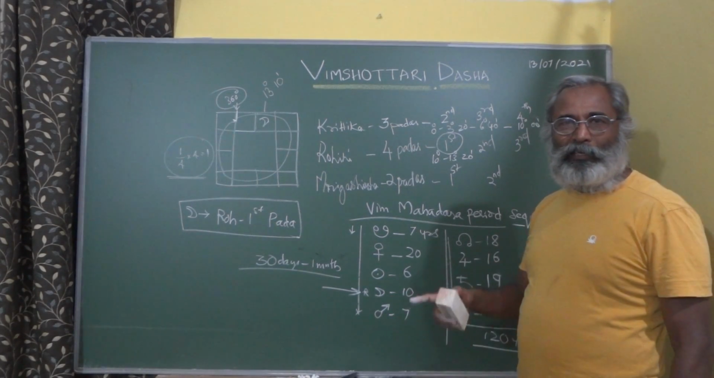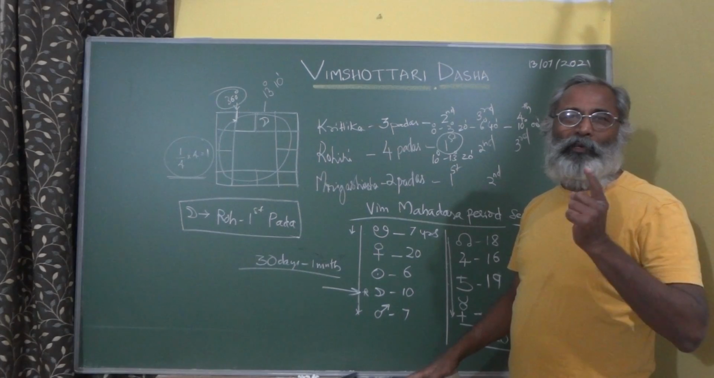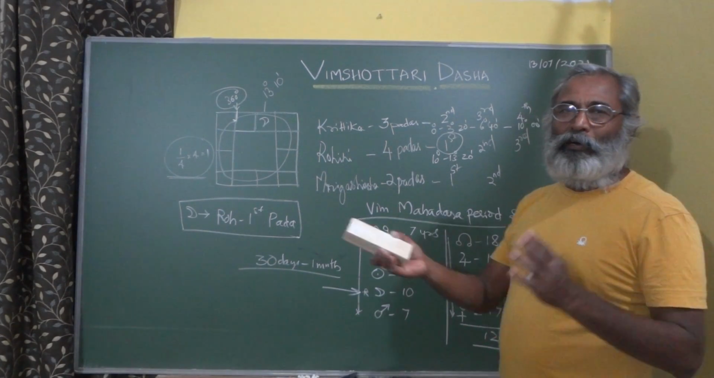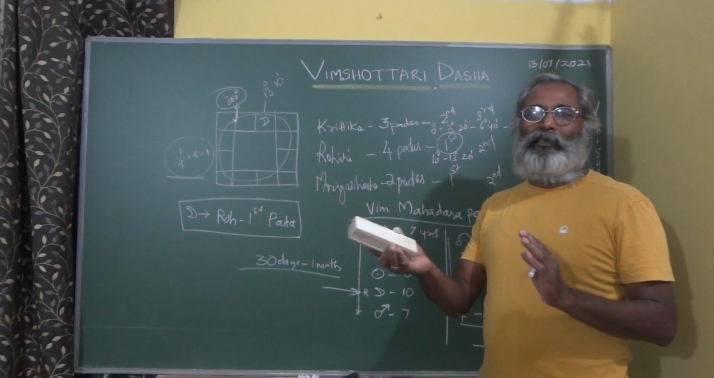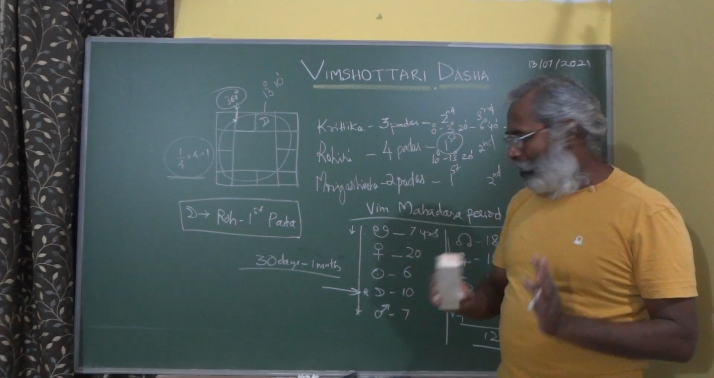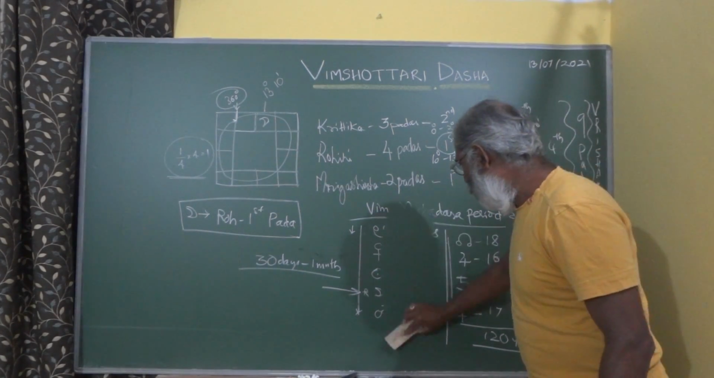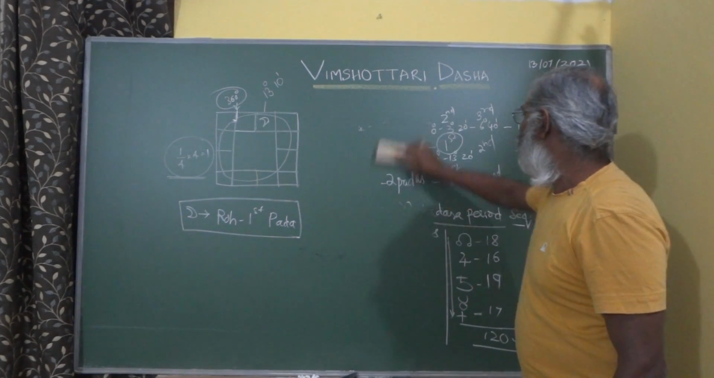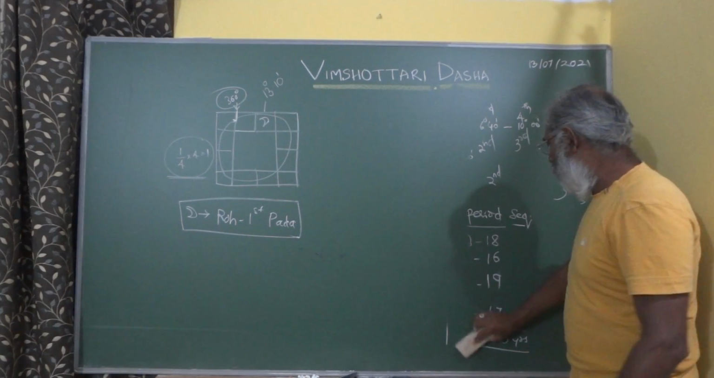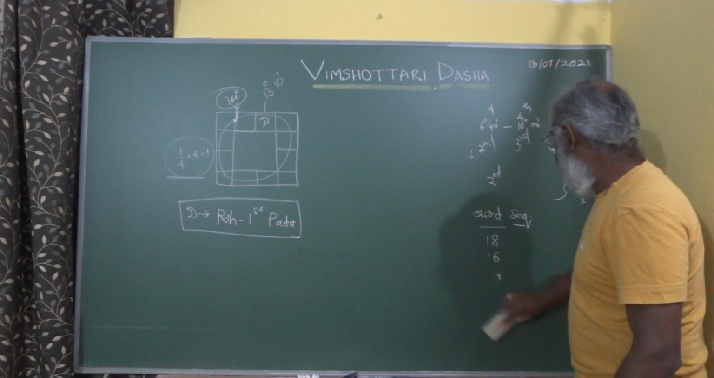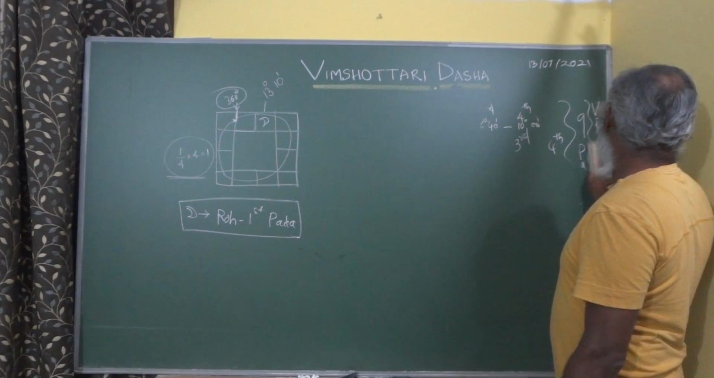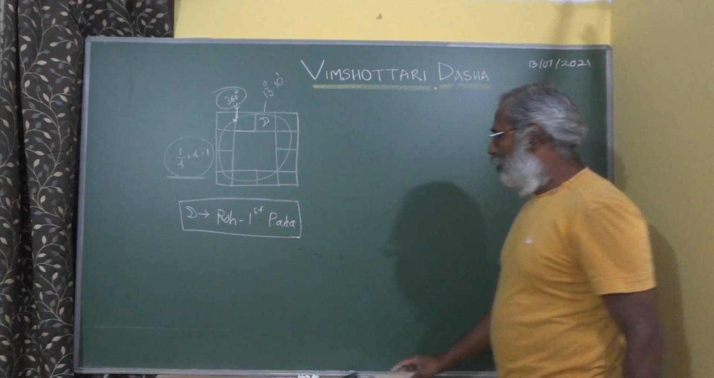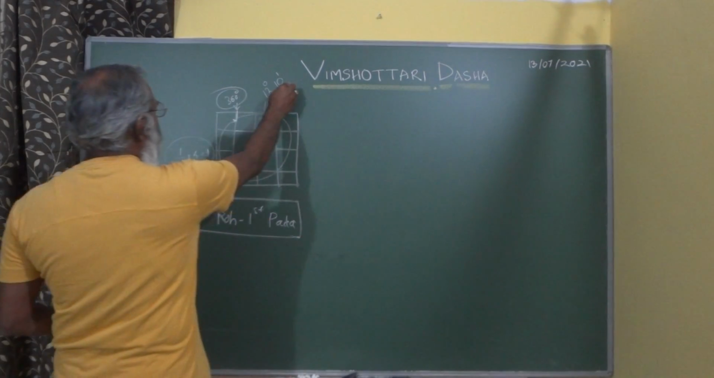That Rohini has the adhipatya as Chandra. This I have explained in my earlier video, where I have given the adhipatya, that is the lordships of nakshatras. This has been done. So we know that now the moon is in a particular position in the first quarter of Rohini. So it is at 13 degrees 10 minutes.